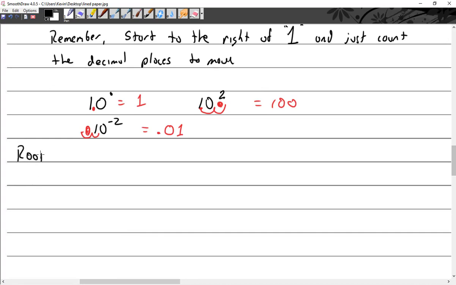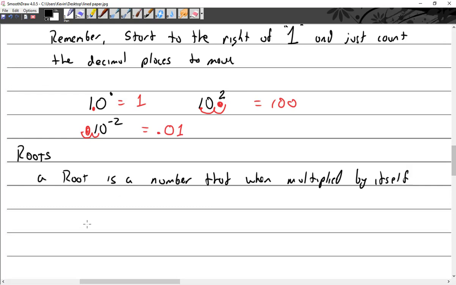All right, how about roots? A root is a number that, when multiplied by itself a specific number of times, produces a given number. Well, that was really a lousy thing to say.